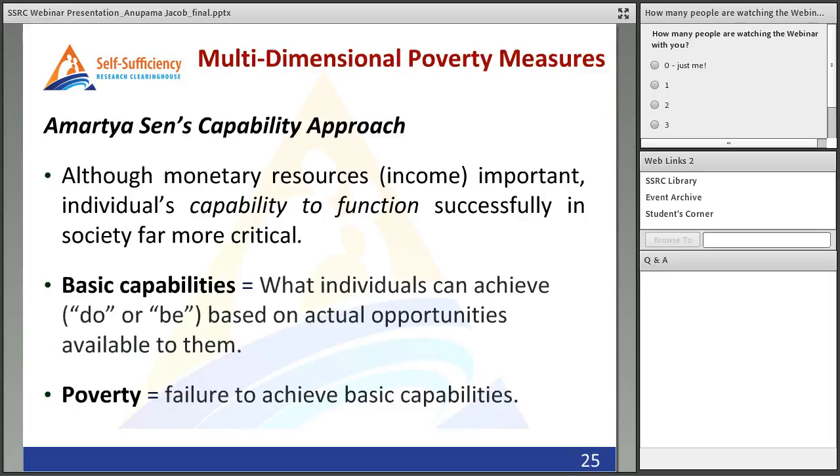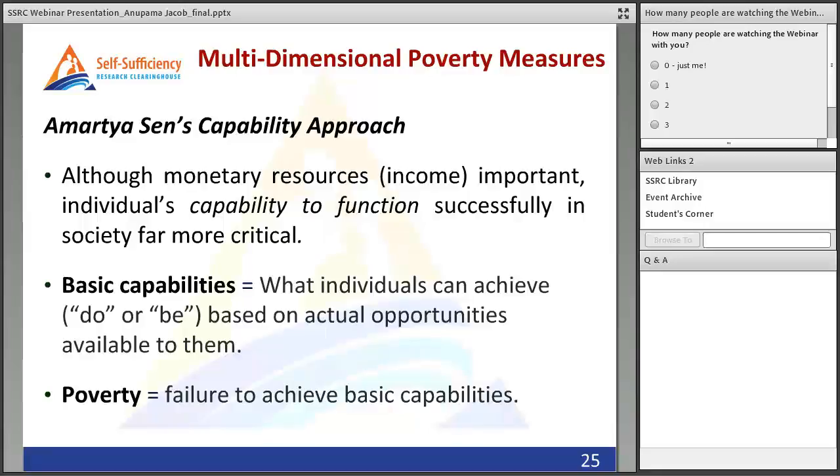So Amartya Sen, an economist and Nobel Prize laureate, laid the groundwork for a paradigm shift in the way poverty is conceptualized. Sen maintains that although income is important, what is more important is a person's capability to function in society. So basic capabilities refer to what individuals can achieve given the real opportunities available to them. So poverty is then conceptualized as the failure to achieve basic capabilities, or the lack of capability to generate or obtain required resources to meet one's basic needs.